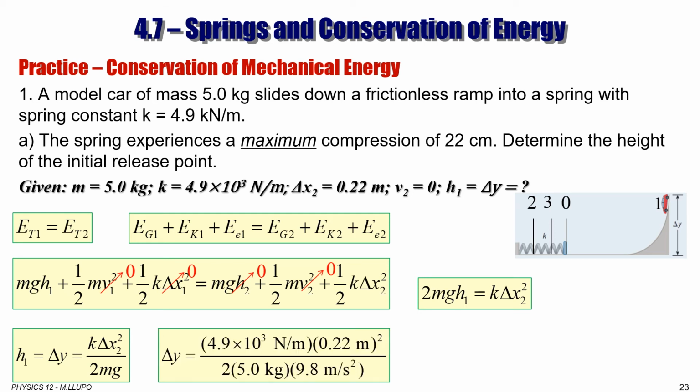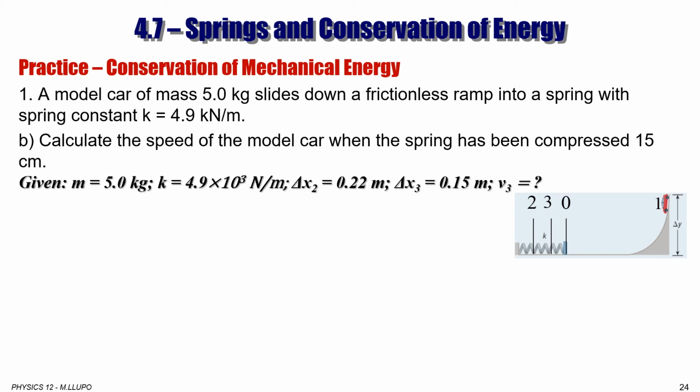We can plug those numbers into that formula. 4.9 times 10 to the power of 3 newtons per meter times 0.22 meter, all to the power of 2, divided by 2 times 5 kilogram times 9.8 meter per second squared. So we can plug that in a calculator and we can find delta y is equal to 2.42 meter. B. Calculate the speed of the model car when the spring has been compressed 15 centimeter.